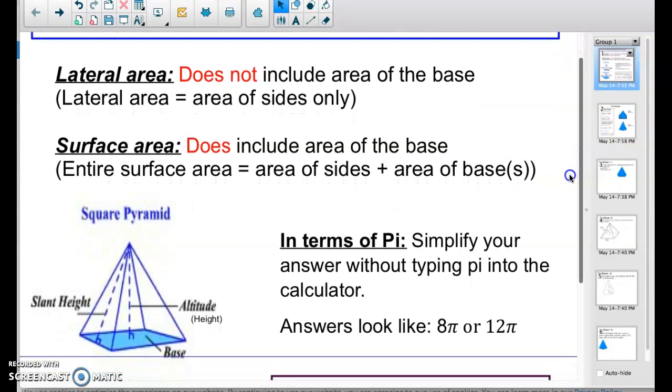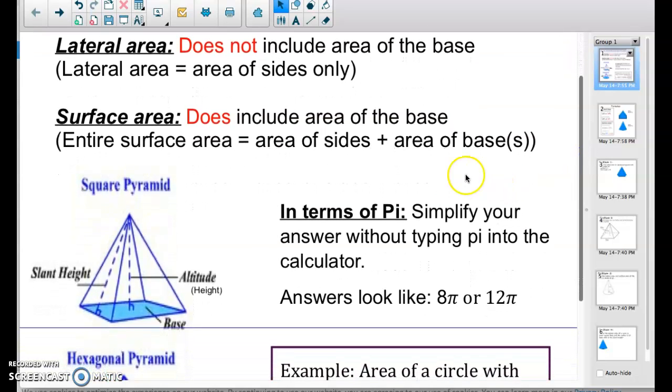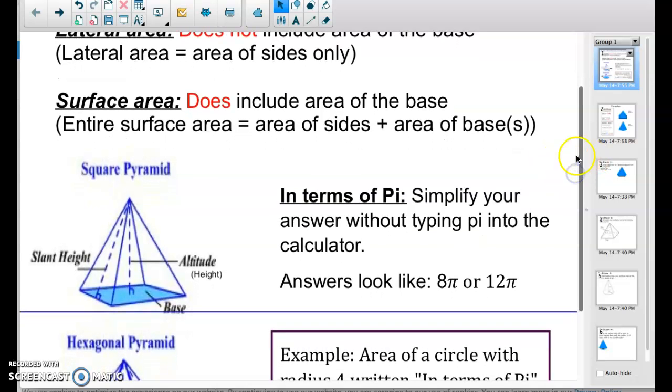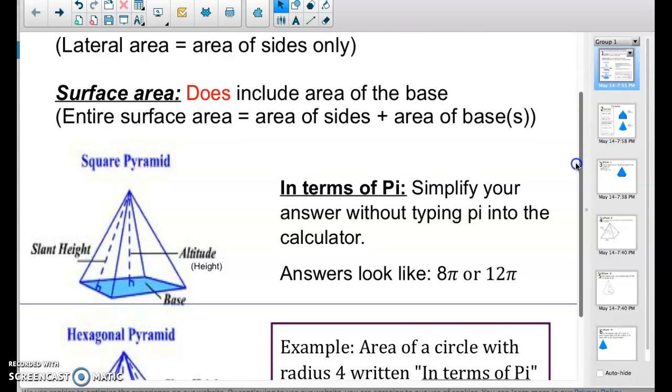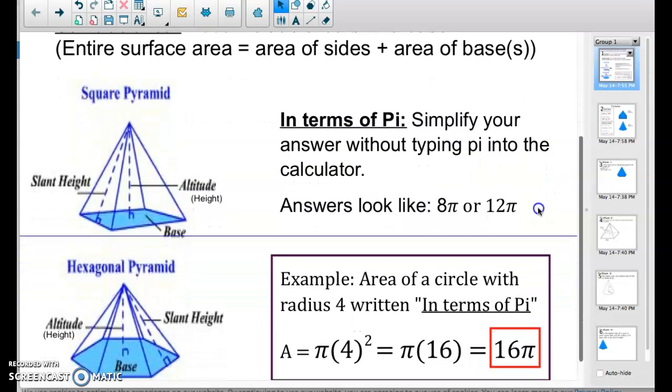The surface area includes the sides and the bases. So you're going to add up all of the areas of all of the sides and the area of the bases. If there's more than one base, then you would add in both of them. So we're talking about the entire surface for surface area.